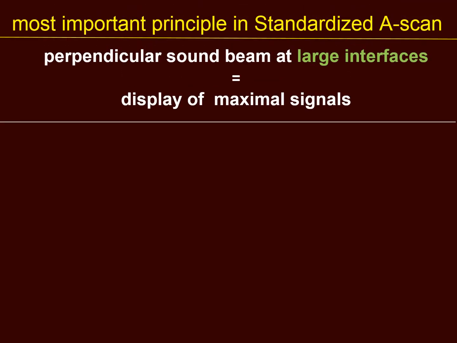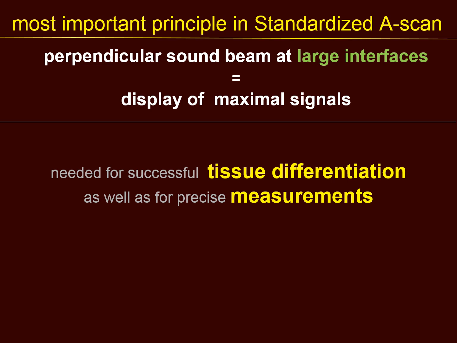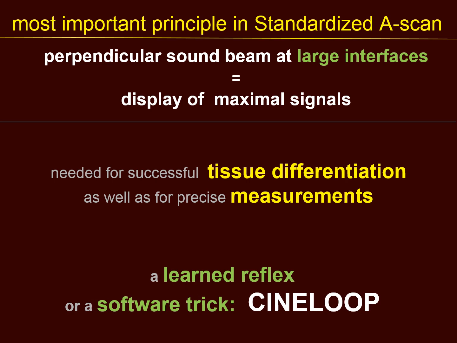Again, the most important principle in standardized A-scan is to aim a perpendicular sound beam at large interfaces, which is equal to displaying their maximal signals. This approach is needed for successful tissue differentiation as well as for precise measurements. It is a learned reflex, but a software trick, the Cine loop, makes it so much faster and easier.